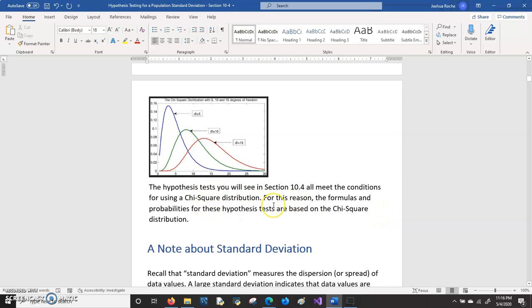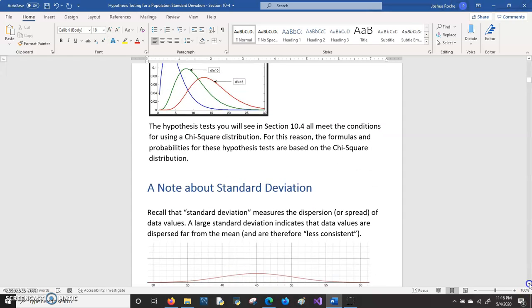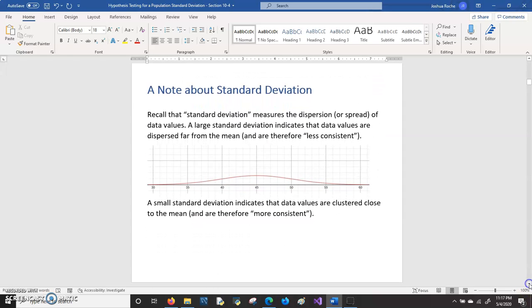So all of these hypothesis tests in section 10.4 will meet the conditions required for using a chi-square distribution, and for this reason, you'll be using this distribution quite a bit in 10.4. So I also want to make a note about standard deviation, because this whole section is about testing hypotheses for standard deviations.